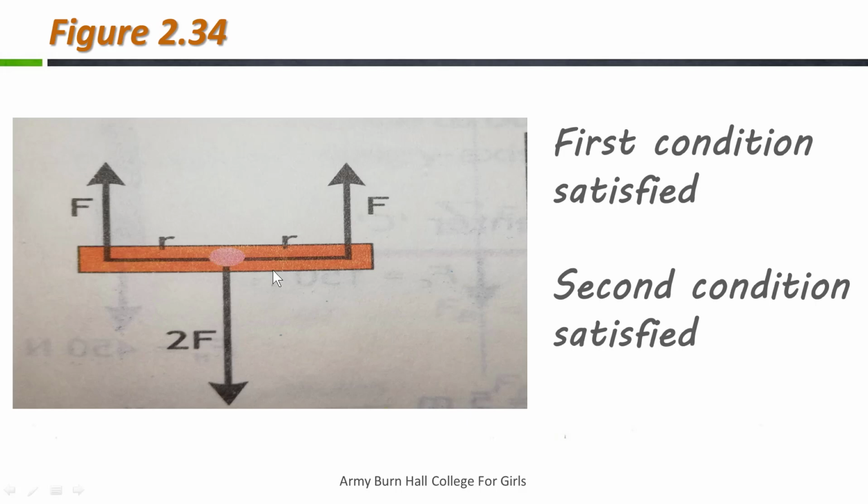So we will say that if the first and second conditions are both satisfied, then the body is in complete equilibrium and there is no tendency of linear as well as angular acceleration. So this body will have no linear acceleration and no angular acceleration; it will neither follow translational motion nor rotate.